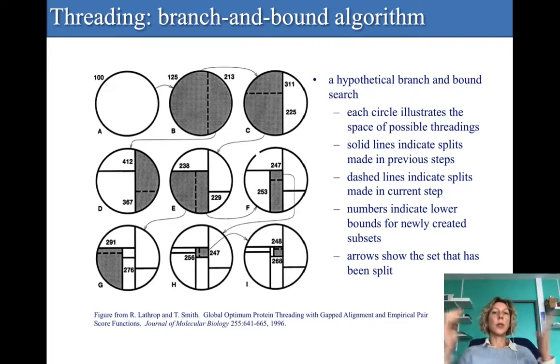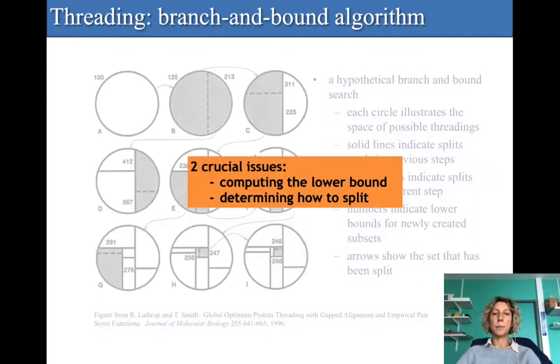So a hypothetical branch and bound search will be: each circle illustrates the space of possible threadings, solid lines indicate splits made in previous steps, dashed lines indicate splits made in the current step, and the numbers indicate the lower bounds for a newly created subset. So in branch and bound you have these lower bounds which allow you to stop the search at some point. And arrows show the set that has been split. Okay, so this is a typical thing you can do.